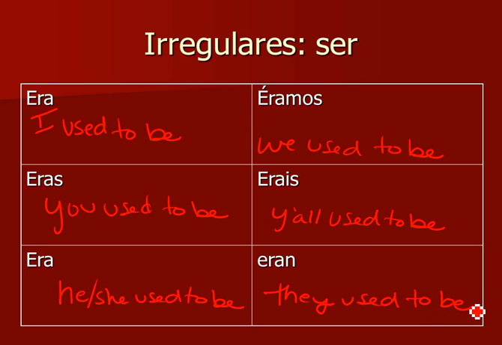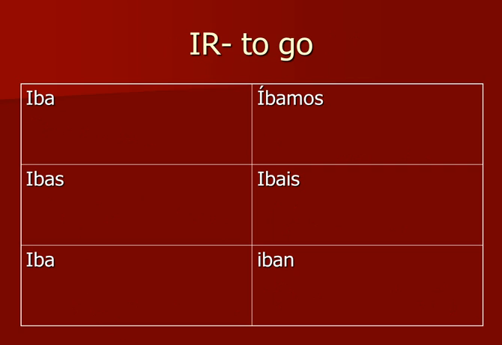So repeat them with me. Era, eras, era, éramos, notice the accent, erais, and eran. So that's your first irregular. Any guesses on another irregular? Think of another verb that's always crazy, doesn't follow any rules. Maybe you guessed it, ir, to go.